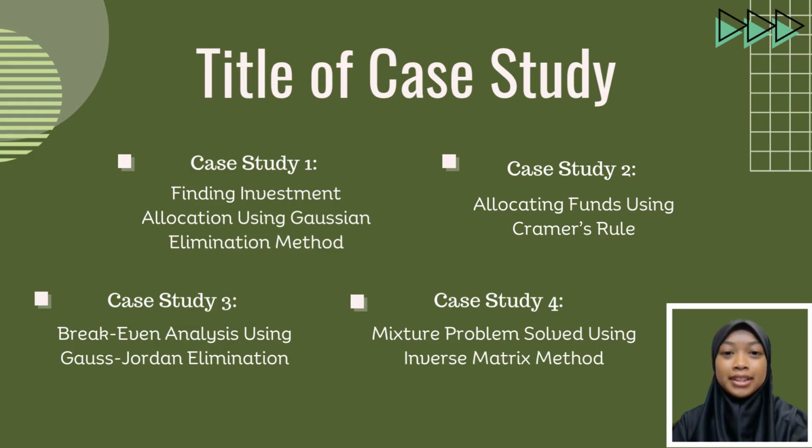Title of case study. Case study 1, finding investment allocation using Gaussian elimination method. Case study 2, allocating funds using Cramer's rule. Case study 3, break-even analysis using Gauss-Jordan elimination. And lastly, case study 4, mixture problem solved using inverse matrix methods.